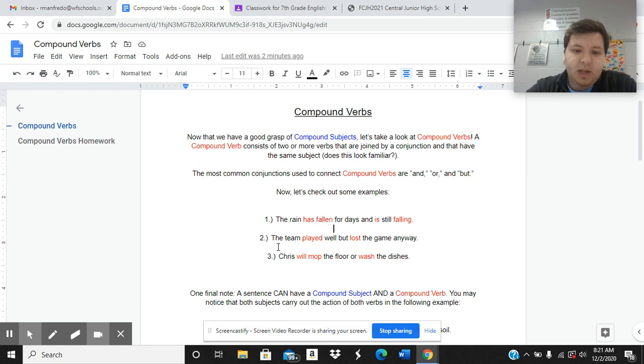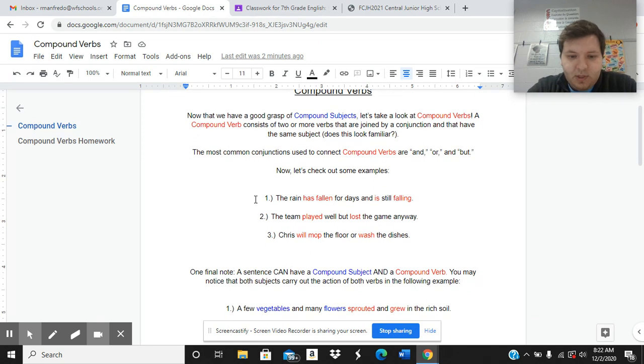Kind of like yesterday, we have some common conjunctions used to link these compound verbs together. The most common ones used are and, or, and but. So let's take a look at some examples down here. Number one, the rain has fallen for days and is still falling.